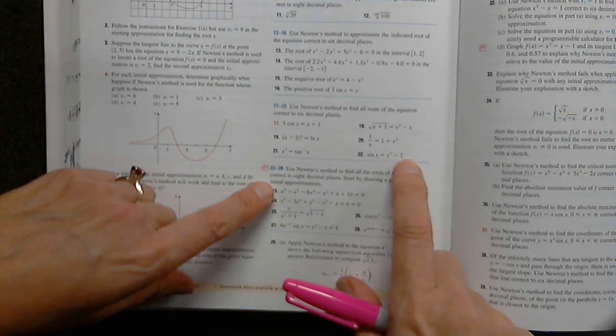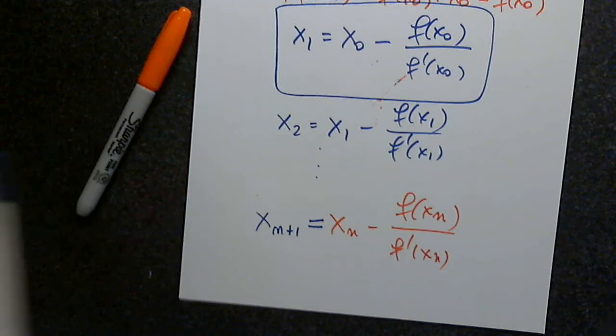Is that supposed to be sine x equals? Yes, sine x equals x squared minus 2. Very good. You want to pick that? Perfect.